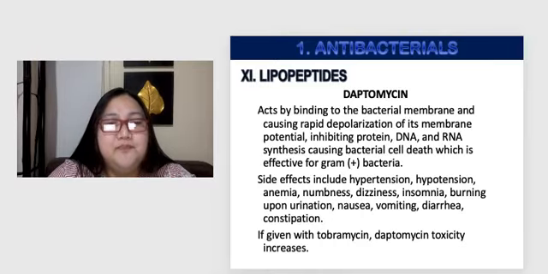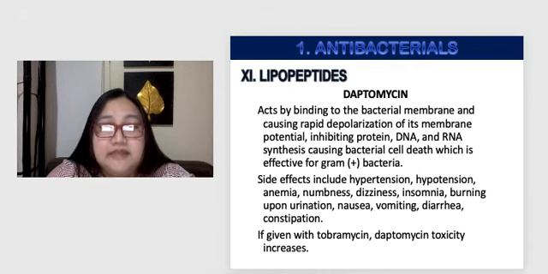So, siya yung daptomycin. Ano ang mechanism of action niya? It acts by binding to the bacterial membrane and causes depolarization of the bacterial membrane itself. Therefore, nai-inhibit yung protein synthesis, DNA synthesis, and RNA synthesis. Effective ang daptomycin sa gram-positive bacteria. But look at the side effects. Because of the severity of some of its side effects, hindi siya masyadong ginagamit. If given with tobramycin, daptomycin toxicity also increases.